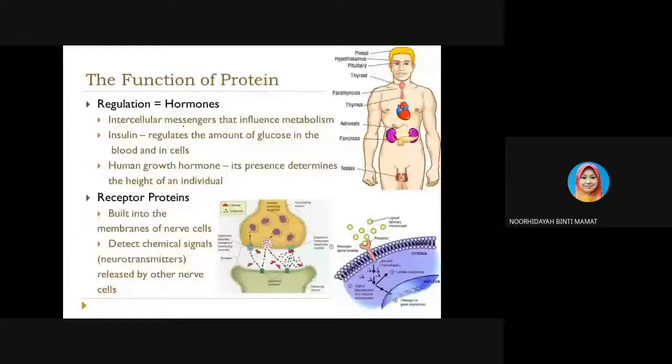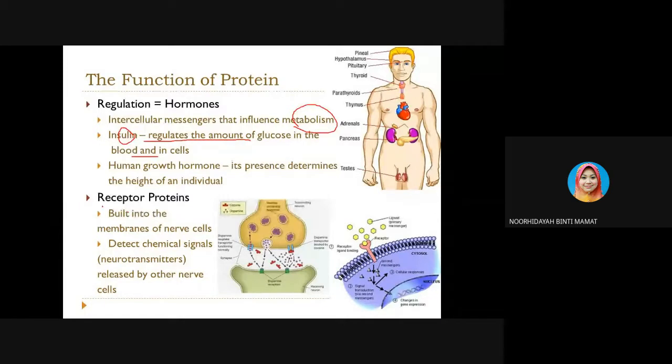And the other one is for regulation, hormones for example. Cellular messengers can influence the metabolism in our body. For example, insulin regulates the amount of glucose in the blood and in the cells. So why is protein important, right? And the human growth hormone. We need this protein in the human growth hormone because it is presented to determine the height of an individual. Enough protein, enough height.